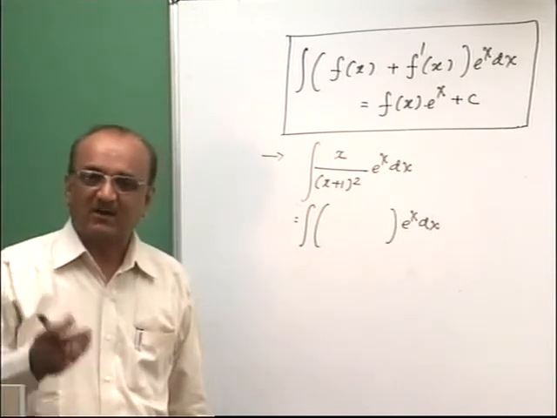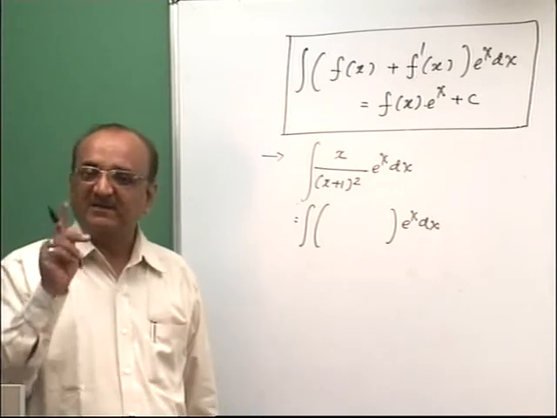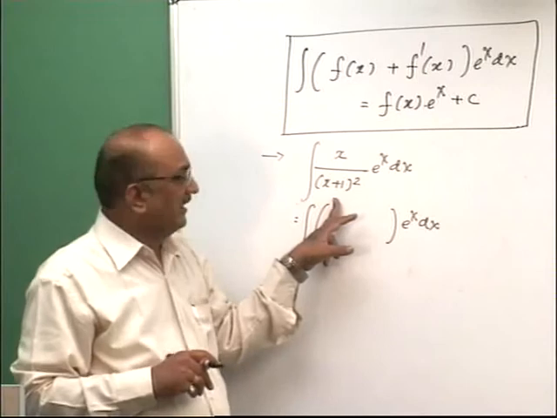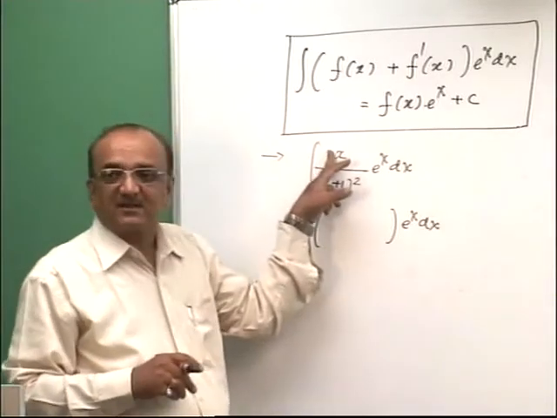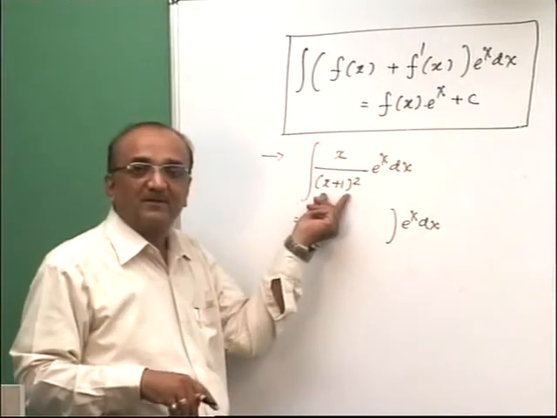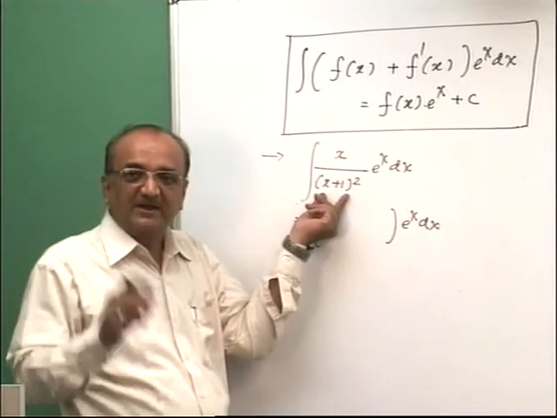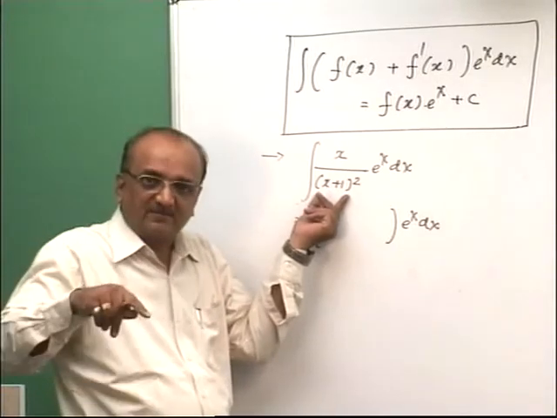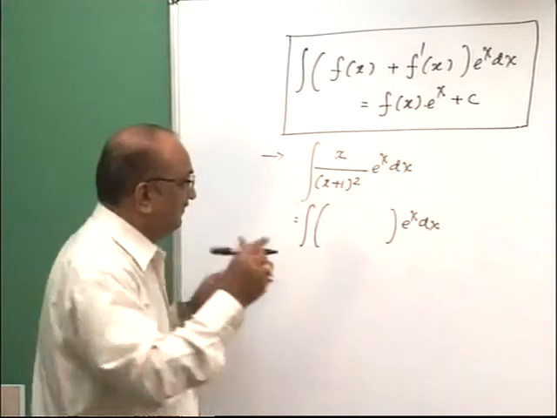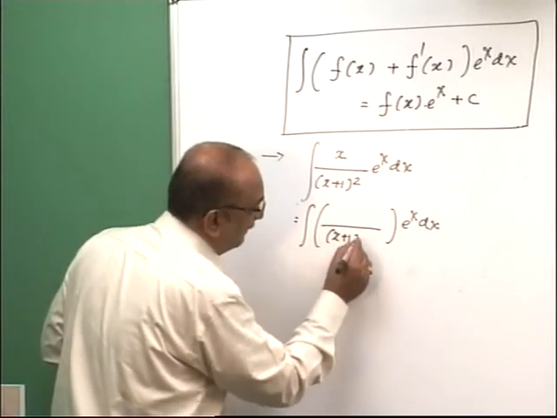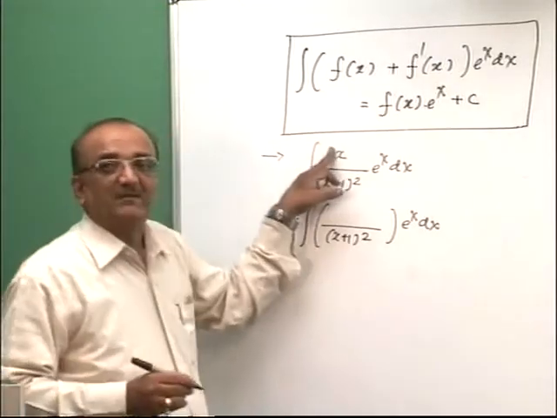So what will be the logic? Which term is higher? We have two terms: the one term is x, the second term is x plus 1. The x plus 1 term is higher than x. We have to adjust the lower term according to the higher term. The higher term is x plus 1 the whole square. The lower term is x.